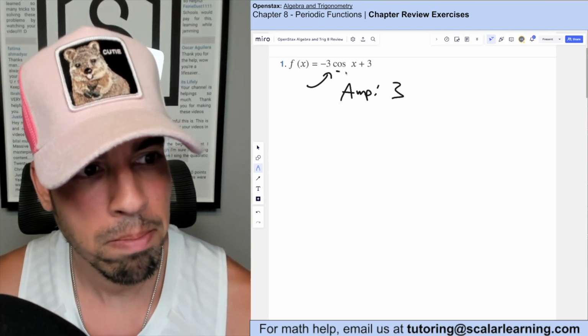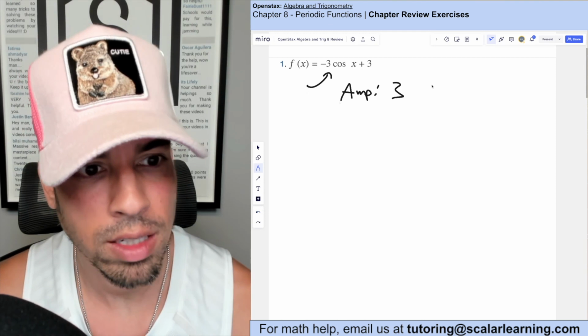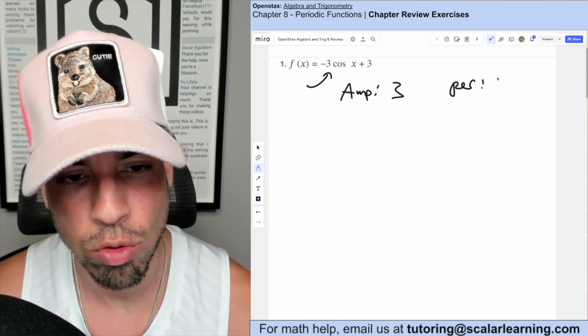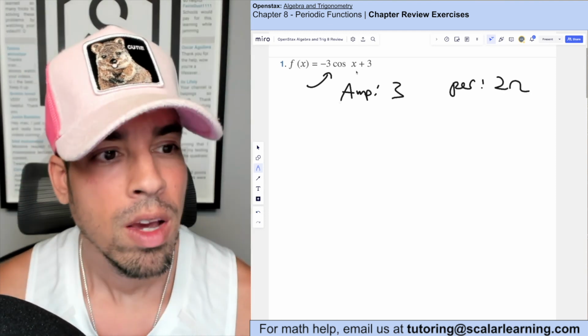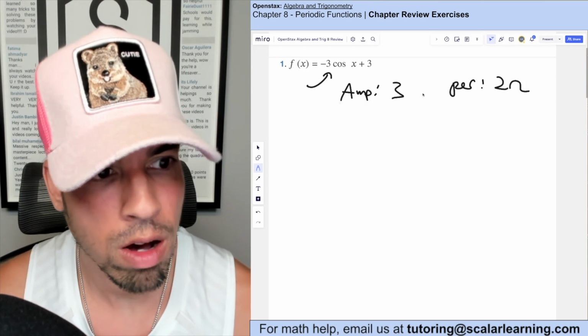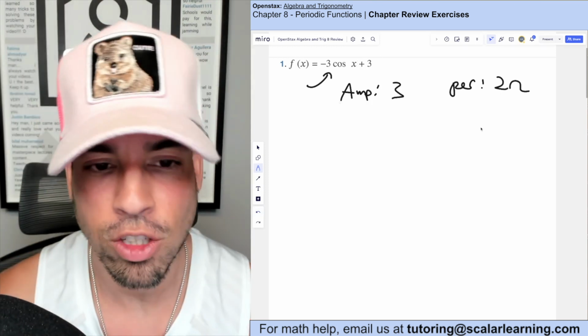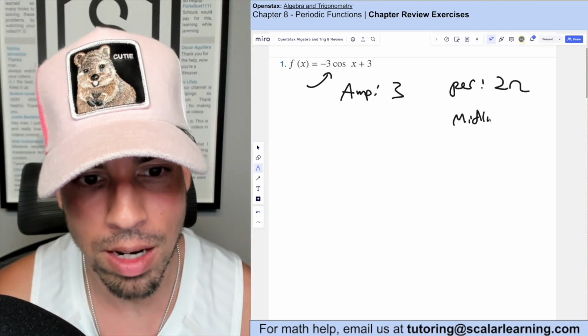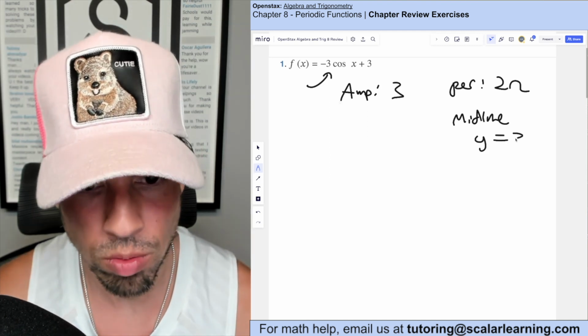There's nothing modifying the period, and cosine typically has a period of 2 pi, so that's going to be 2 pi. And then there's a vertical shift going up by 3 out here. And that actually coincides with the midline. So the midline is going to be y equals 3. So now let's graph it.